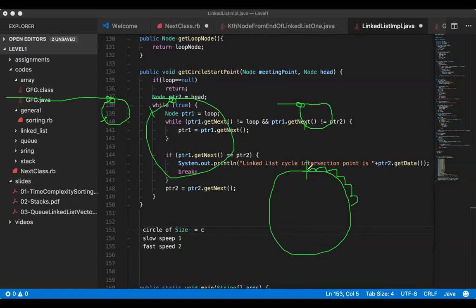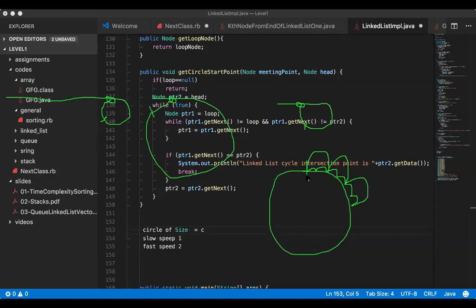And the other is jumping 2 steps at a time. Okay, so when will they meet again? At what point? The same point where they started. Same point where they started, correct? Both of you? Other two?